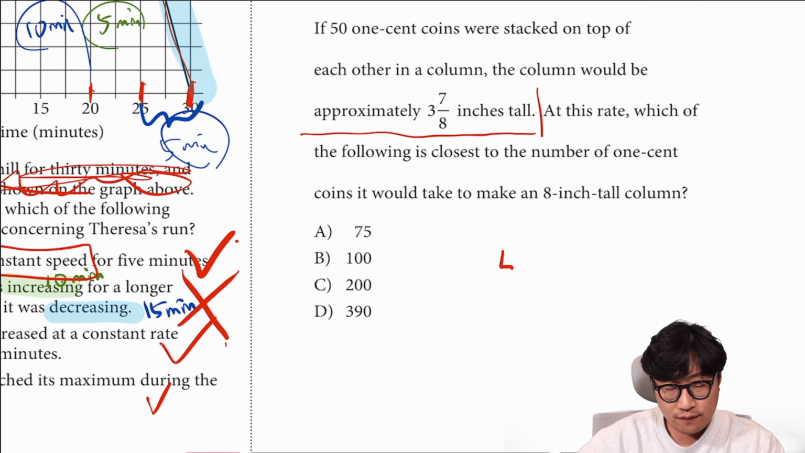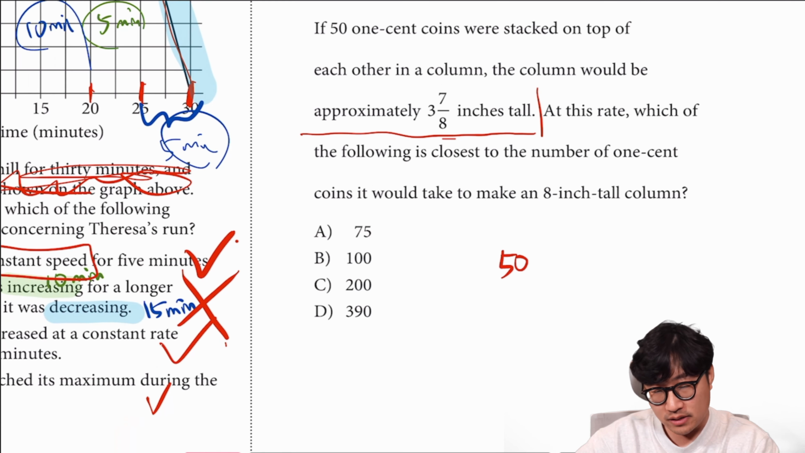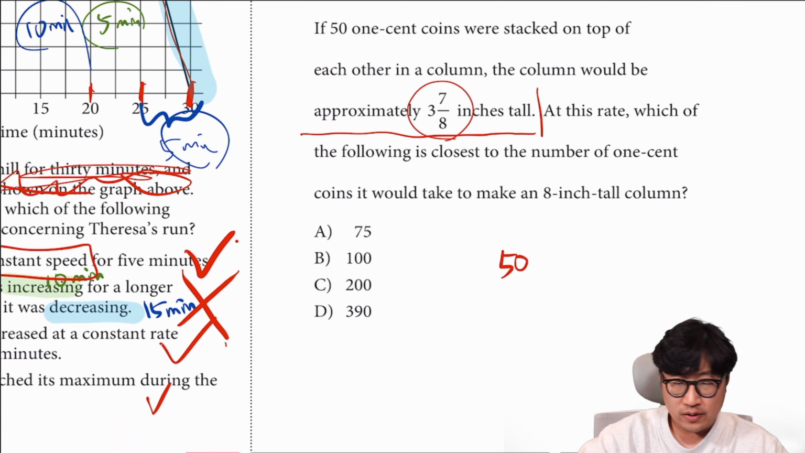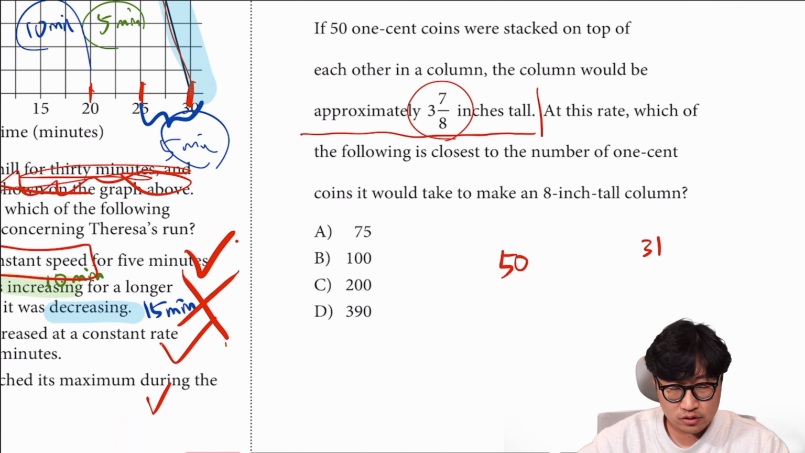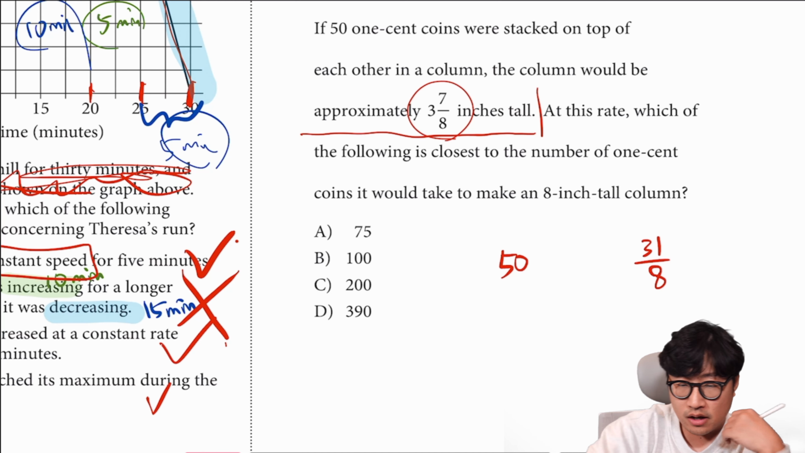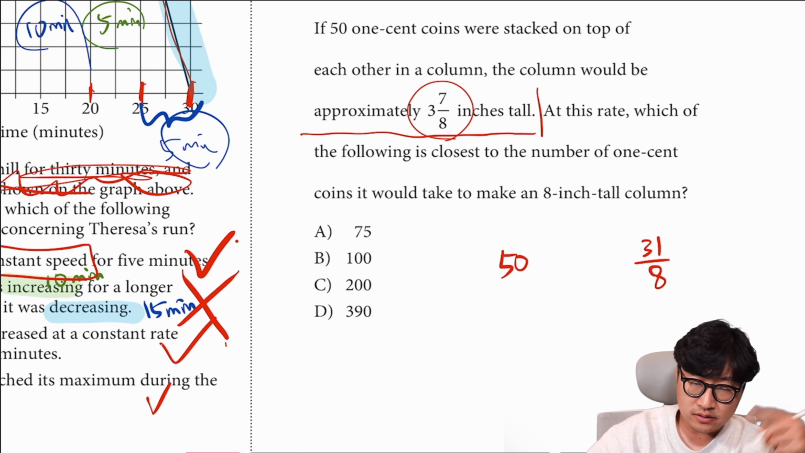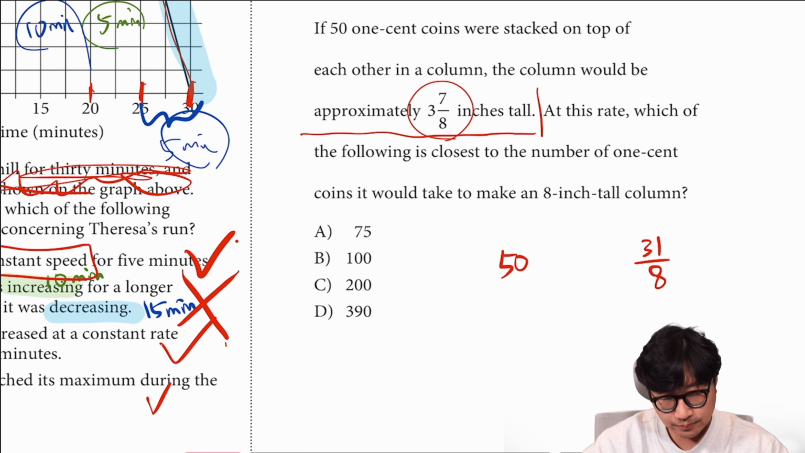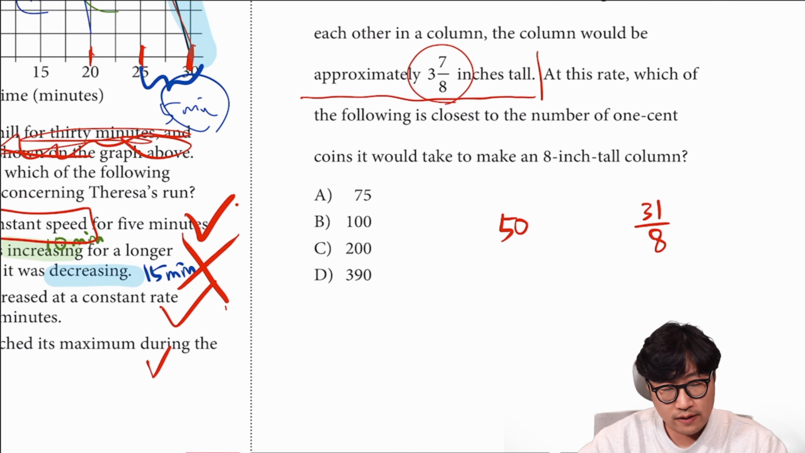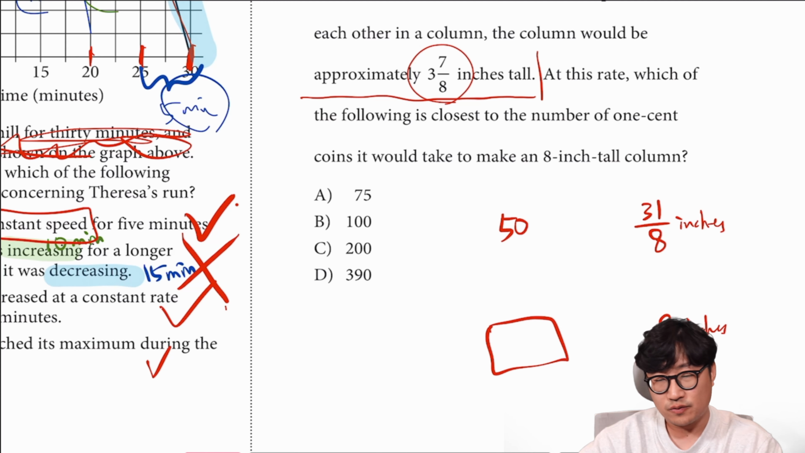Easy stuff. 50 of them makes, well, I'm going to turn that into a different form of fraction because I don't really like that form. I'll turn it into 31 over 8 because it'll be 24 plus 7 on top, which is going to be 31. And so that's inches. If I wanted 8 inches, how many coins would that be? It's just proportion.